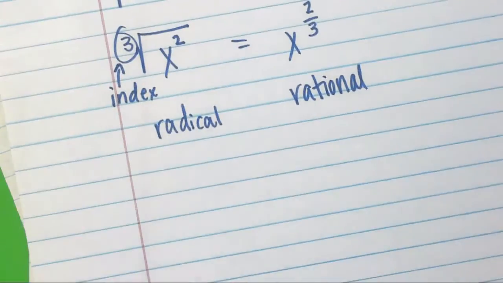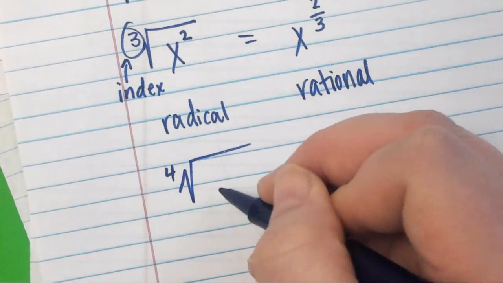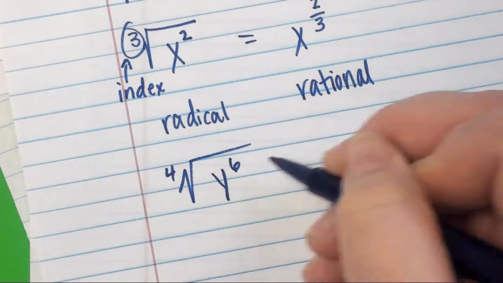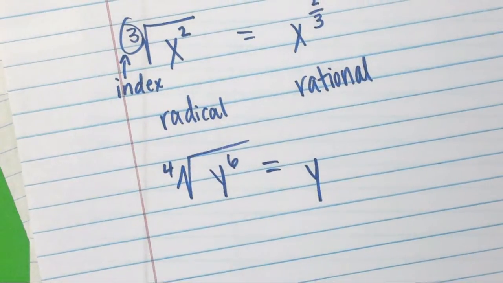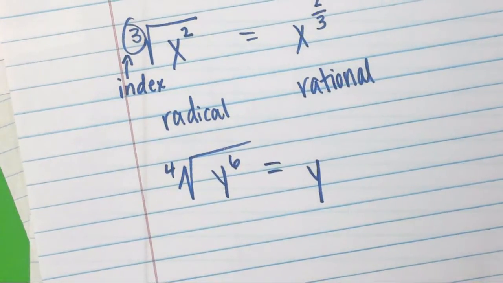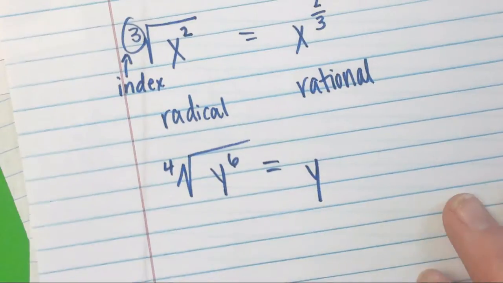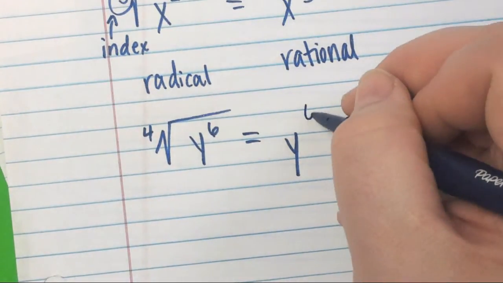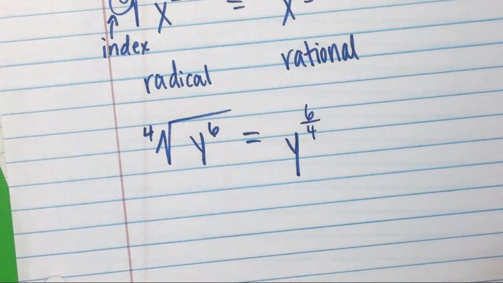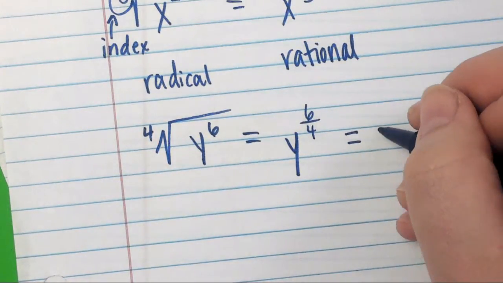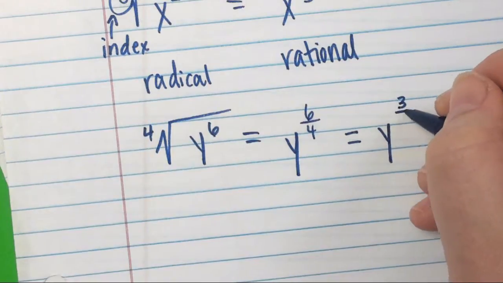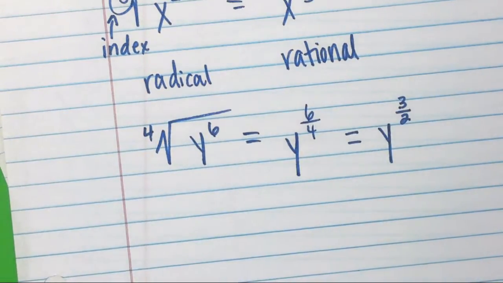So let's do another one. We'll do the fourth root of x raised to the 6. So what should I rewrite that as? Well, I have a y, so it can't be x to the nothing. Yeah, 6 over 4. And then if you want to reduce that fraction, 6 over 4 reduces to 3 over 2. I like reducing fractions. It's not a problem.